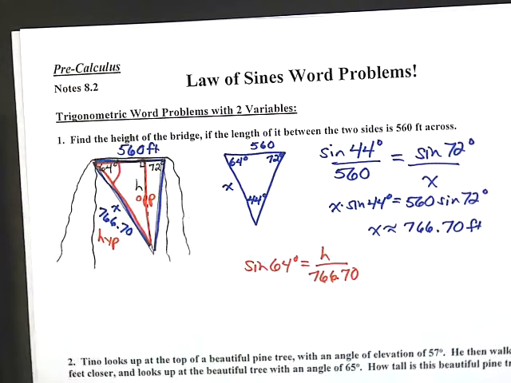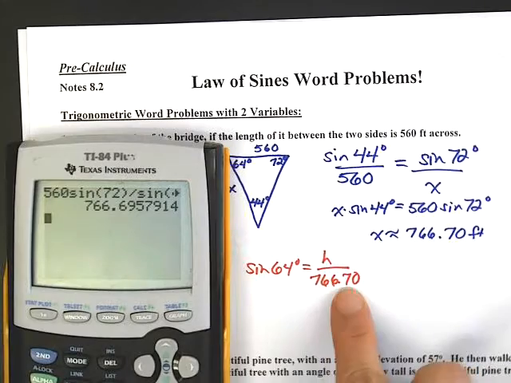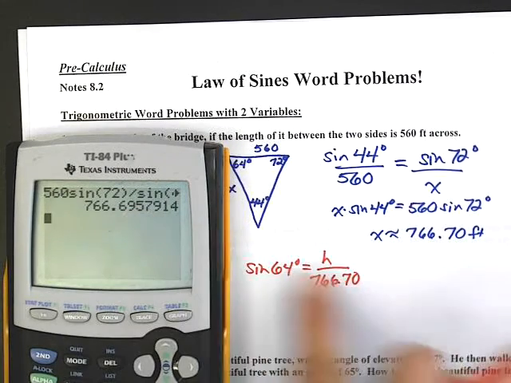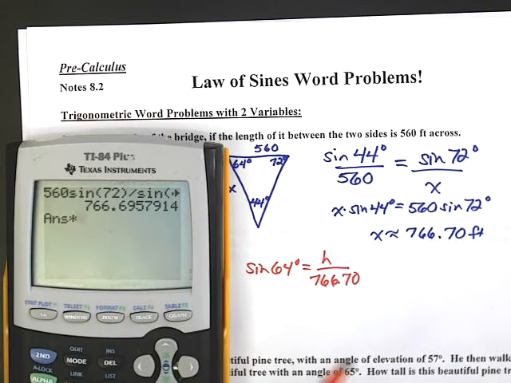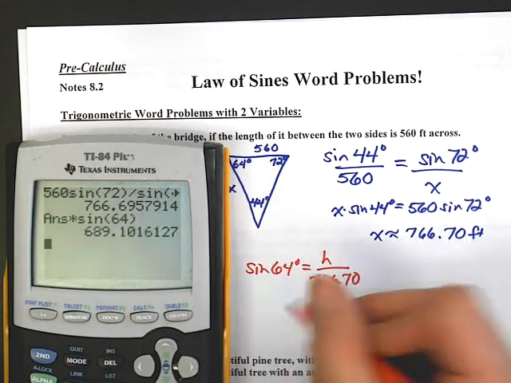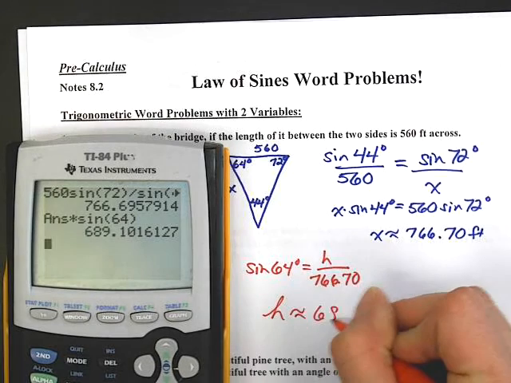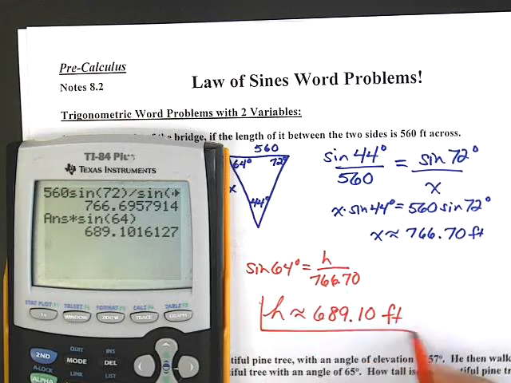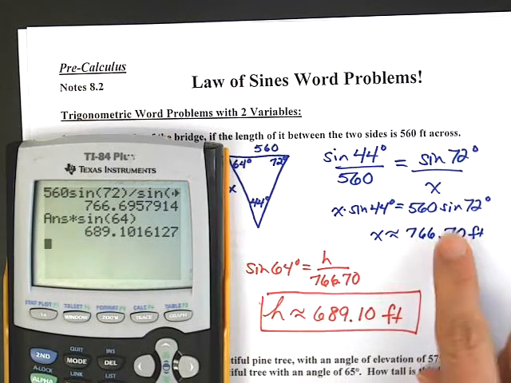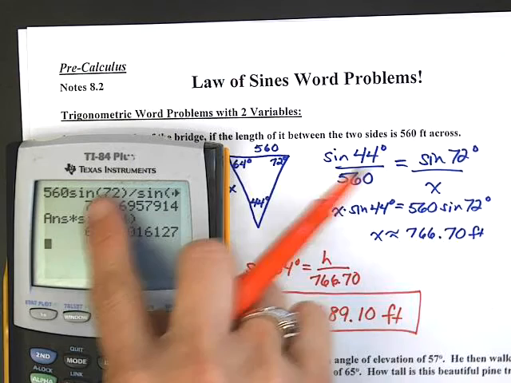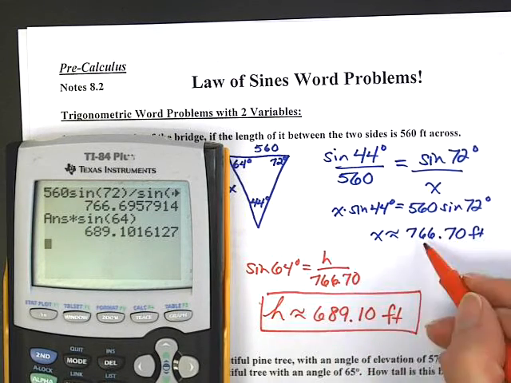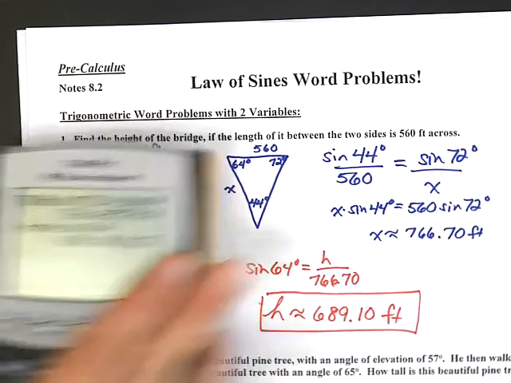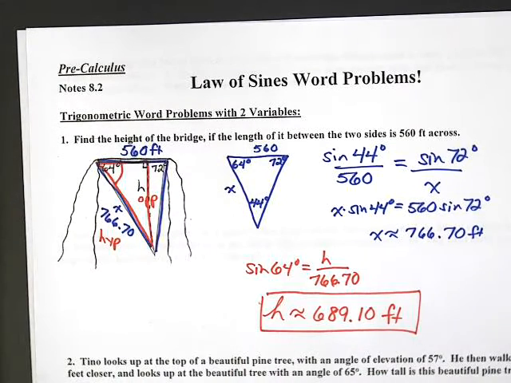766.70. So maybe what I'll do is I'll take the answer in my calculator, which is right there, and I'll times it by the sine of 64 degrees. So h is approximately 689.10 feet. If you have a number that you've rounded earlier, and you could take all those decimals and then take that answer and just multiply it in the calculator, that would be more accurate. A lot of the problems when you're doing trigonometry, you might have to find something you don't need in order to find something that you do need.